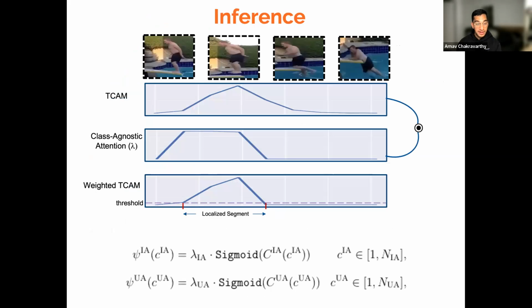For inference, we weight the temporal class activation map by the class agnostic attention map to obtain the final attention map. Finally, we threshold this attention map to obtain the final localized segment. This is performed for the goal-directed as well as the unintentional action.